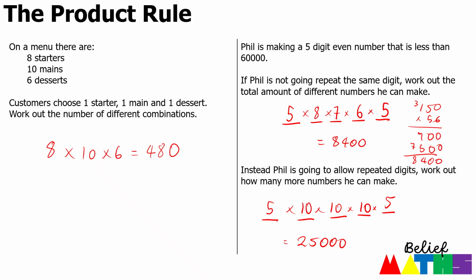Now it says how many more numbers can he make? So we just do 25,000 minus 8,400, which if we borrow and work from there, you get 0, 0, 6, and then 24 minus 8 gives you 16. So you get 16,600 extra codes he can make.